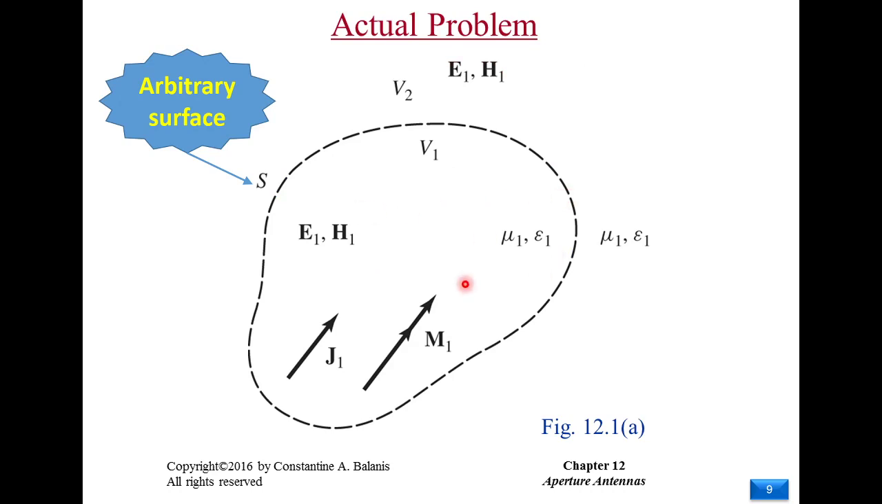So if this is the actual problem, we have some sources, and these sources are within a certain region, and around this region we put an imaginary surface. Those sources will produce radiated fields E2 and H2 outside the surface, in volume 2, and E1 and H1 inside the surface, in volume 1. So this is the actual problem. This surface is an imaginary surface. You can draw any surface, and we want to find E2 and H2.